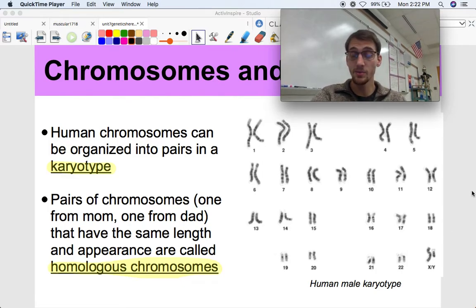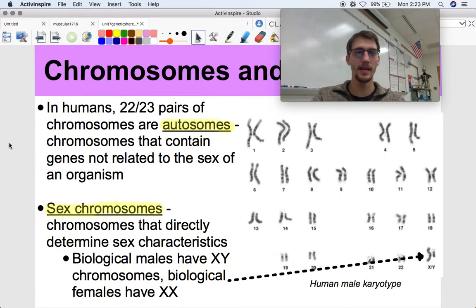So that is what we call a karyotype. And this is somebody's chromosomes all organized out by pairs, by matching pairs here. And those pairs are called homologous chromosomes. So it says pairs of chromosomes, one from mom, one from dad, that have the same length and appearance are called homologous chromosomes. And as you can see from my label here, this is a human male karyotype, and we're going to talk about how we know that in just a second here.